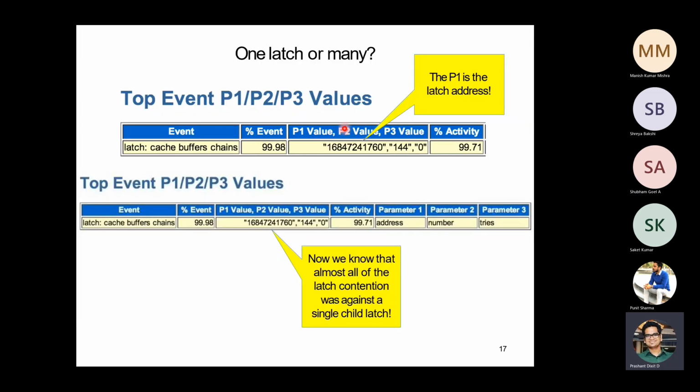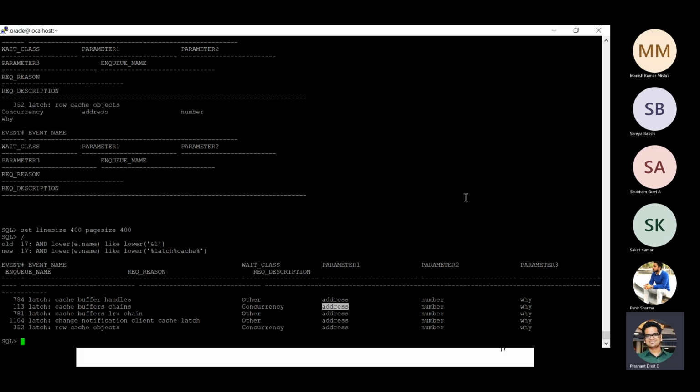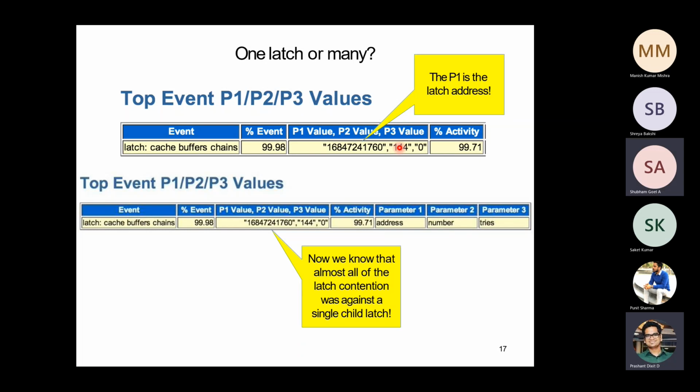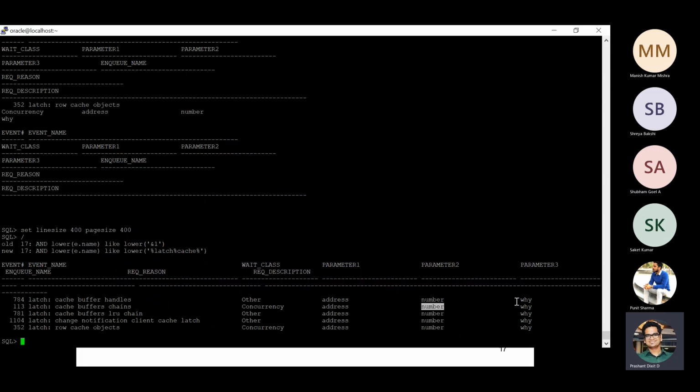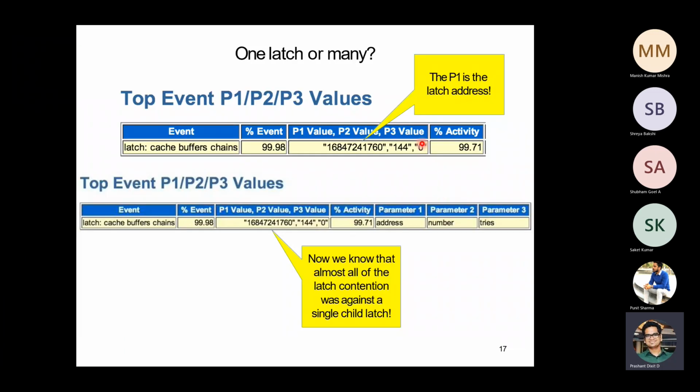So this P1 parameter for cache buffer chains is pointing to the latch address, right? The next, P2, is the latch number, 144, correct? And P3 is basically the reason, but you usually receive 0 in the case of latch events. So if you really want to dig deep into the analysis, you can take help of the P1 and P2 parameters.